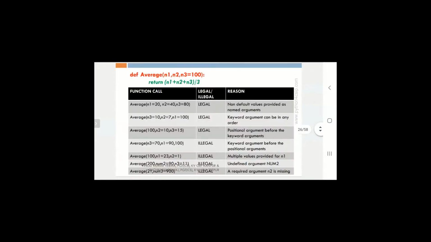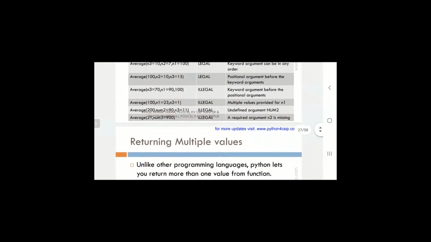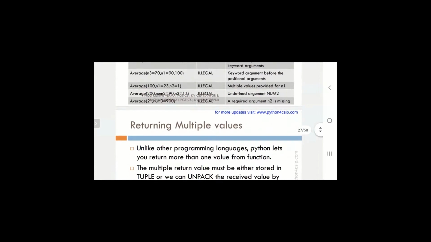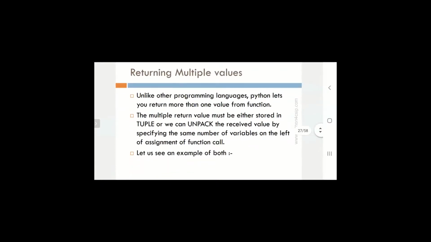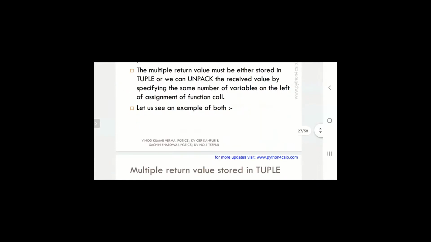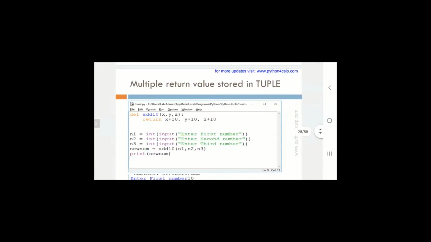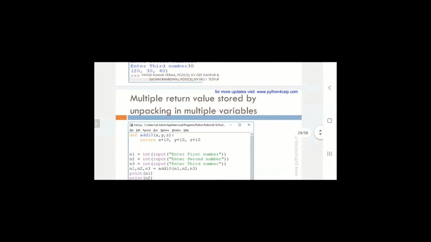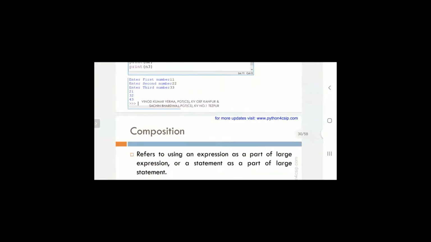Then which is an illegal statement and which is a legal statement, based on the rules for the default argument and the positional arguments. And we have discussed how a function returns multiple values in the form of a tuple, and unpacking a tuple by declaring multiple variables in the call statement.